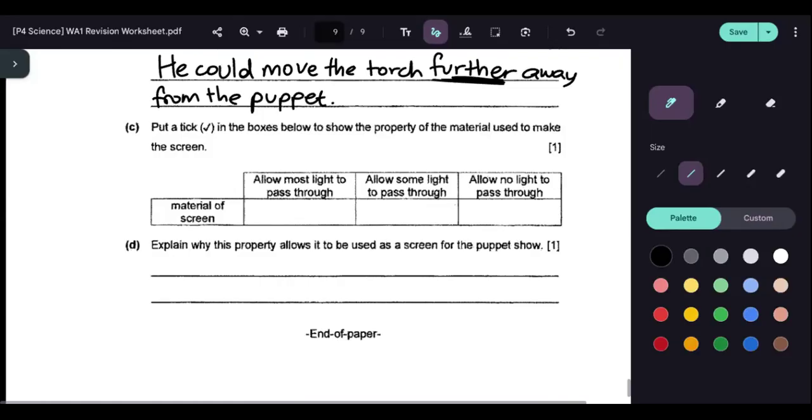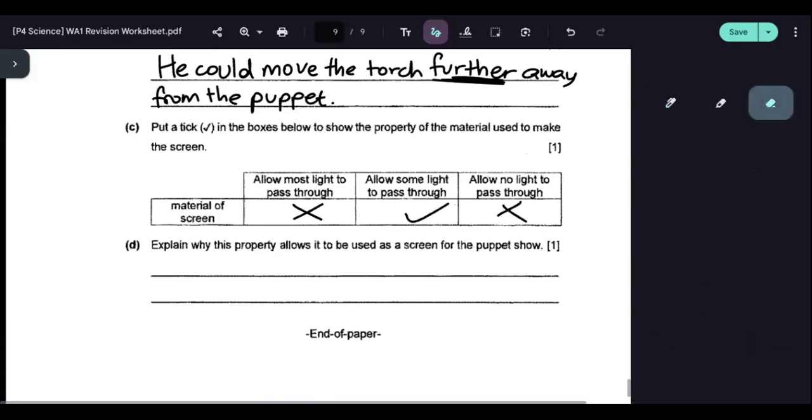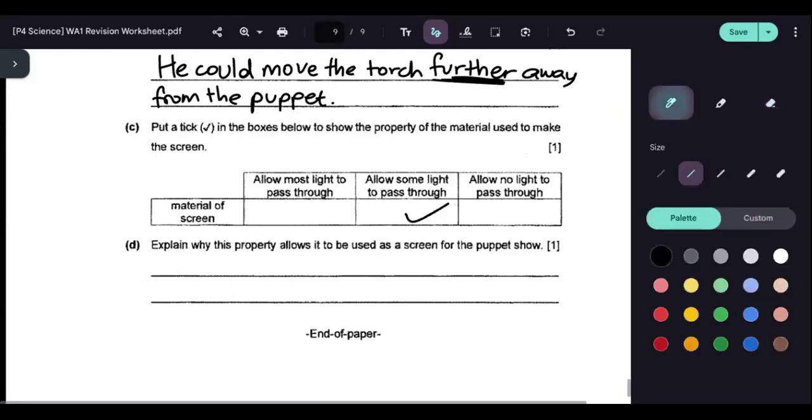Okay, next, put a tick in the boxes below to show the property of the material used to make the screen. Okay, allows most light to be passed through. This is not correct. This will be correct. So you only need to tick one, so you'll be allow some light to pass through. Okay, not all, some. Most means you can totally see. So for example, if I look into the camera, I can see the camera, I can see my reflection.